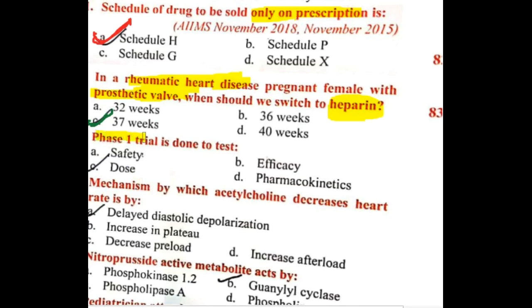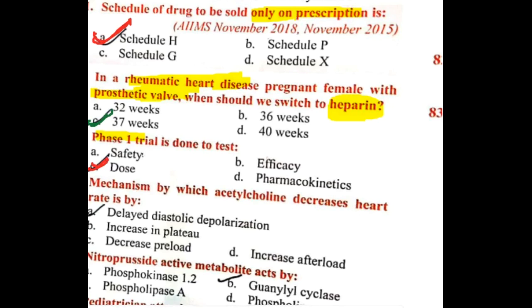Then phase 1 trial is the first trial, which is done to test the dosage only. Phase 2 trial is done to check the efficacy. Phase 3 trial is done to confirm the efficacy. Phase 4 trial is for monitoring the safety of the drug. Even the phase 3 trial is also done for confirming the safety and efficacy.